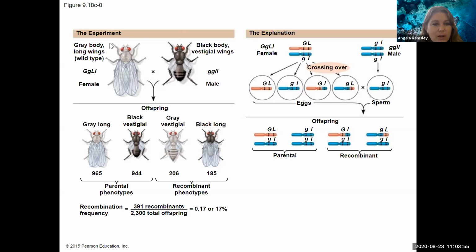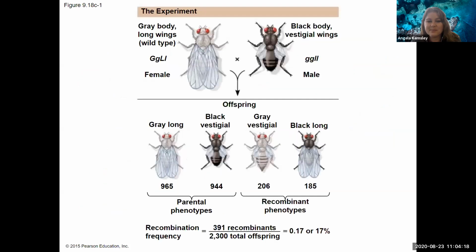And so, well, here, these genes could be linked, right? Gray body, long wings, they're located close together. So a lot of them will still have gray body, long wings, or black body, vestigial wings, but crossing over can happen. And so we can switch the type of wings, or we can switch body types sometimes. Those are the recombinant phenotypes, where we get one from mom, one from dad.